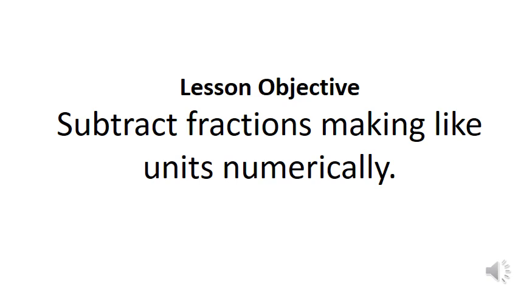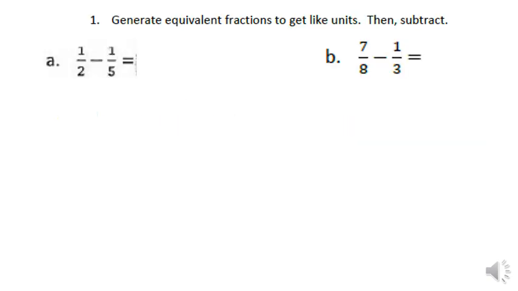In Module 3, Lesson 11, we're going to be subtracting fractions, making like units numerically. In question 1, we have 1/2 minus 1/5. One of the ways a lot of y'all are liking to do it is multiplying 2 times 5, and I'm going to put it over here, 2 times 5, which gives us our common denominators.